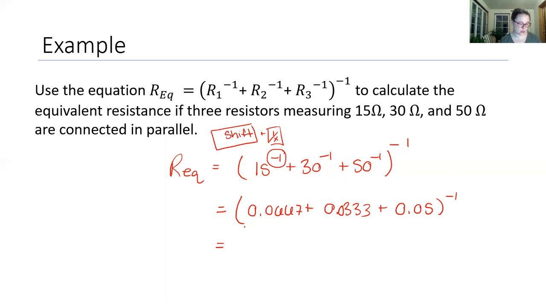Now adding all of those together, we get our REQ equals 0.12 to the power of minus 1. And what we're going to do is put 0.12 in our calculator, and press the button that does this minus 1 function. So shift 1 over x, or look in your calculator and see if it has that minus 1 button. And then you hit equals, and you will find you get 8.33 ohms. And it's actually a much faster way to calculate it.